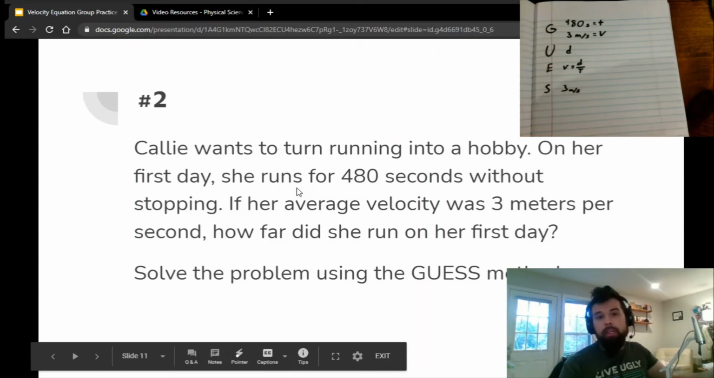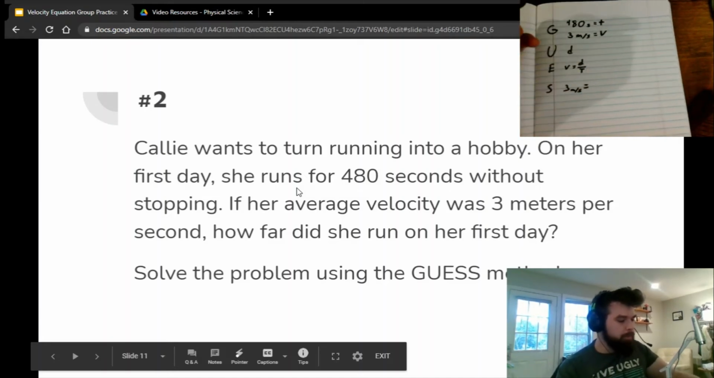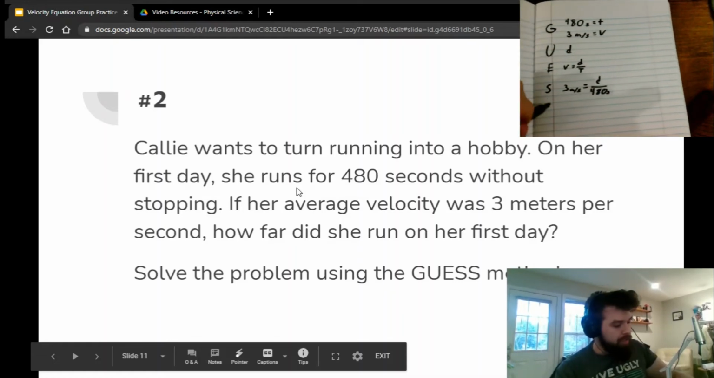I like to write my units in the problem. My D, I don't know. And my T is 480 seconds. So now we just have to solve. If I want to do that, I just multiply both sides by 480.